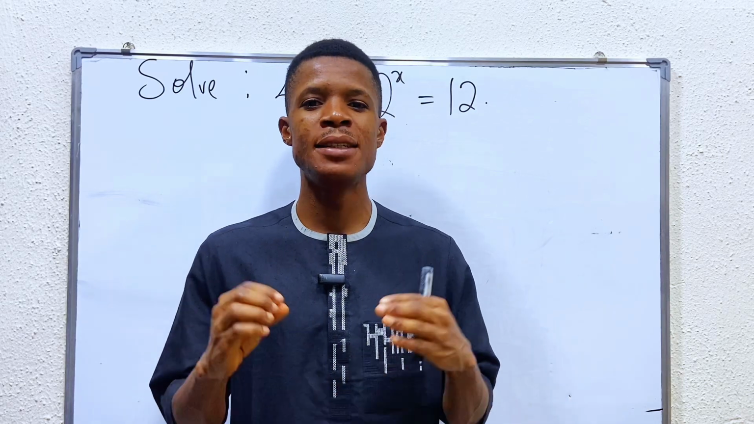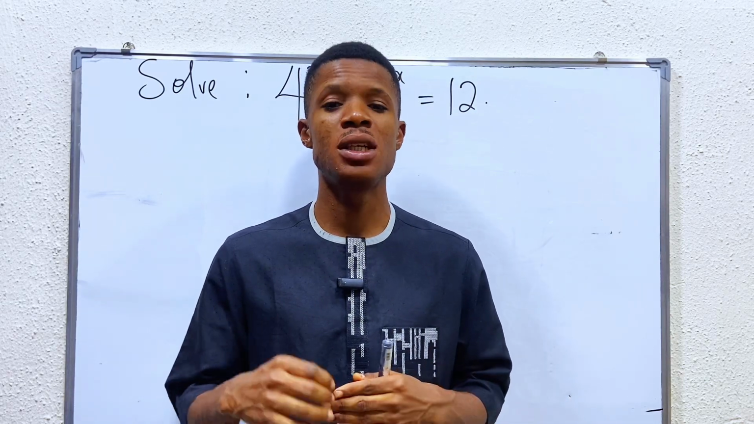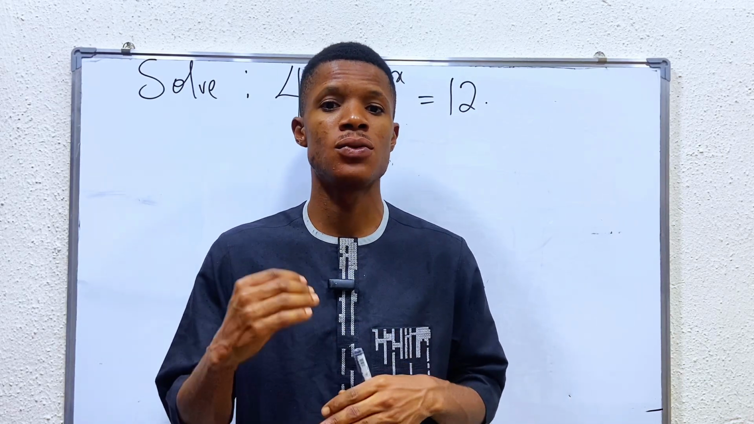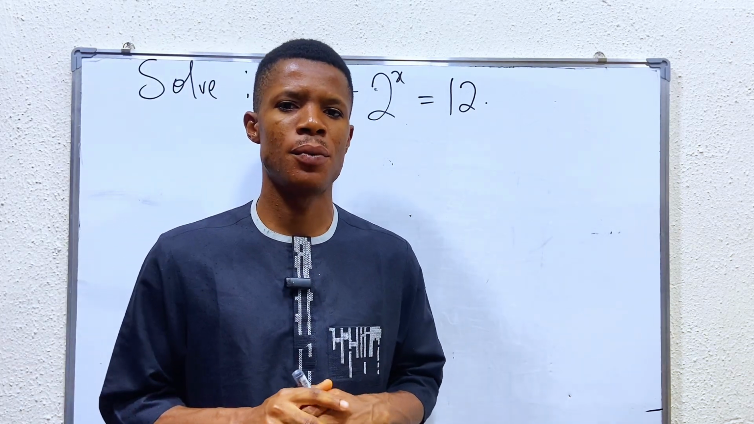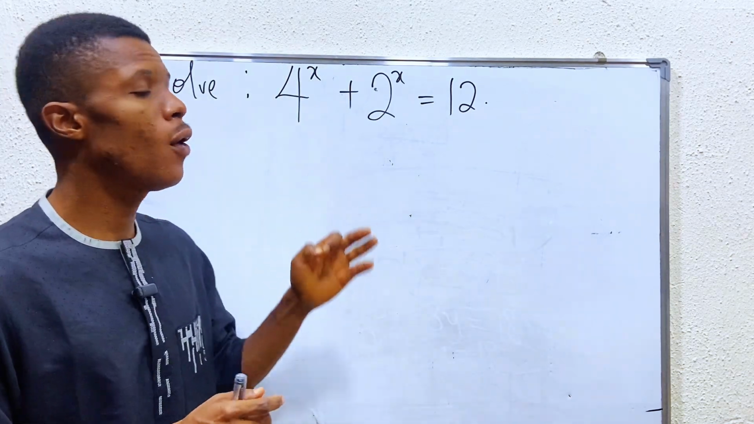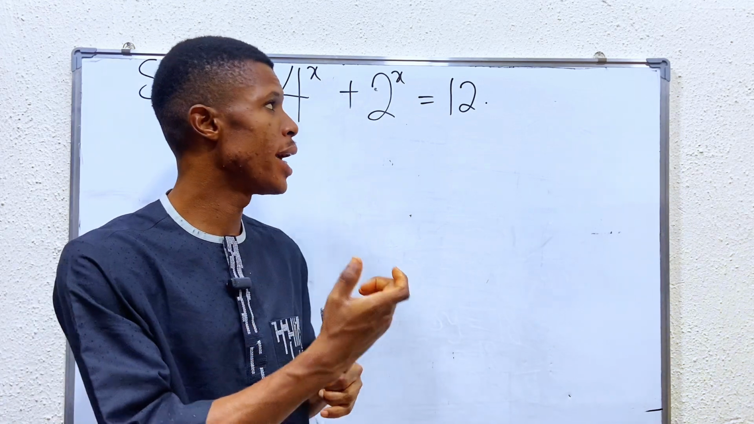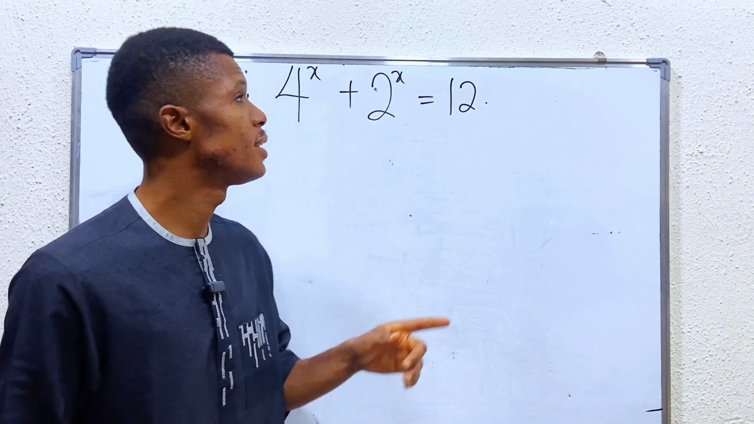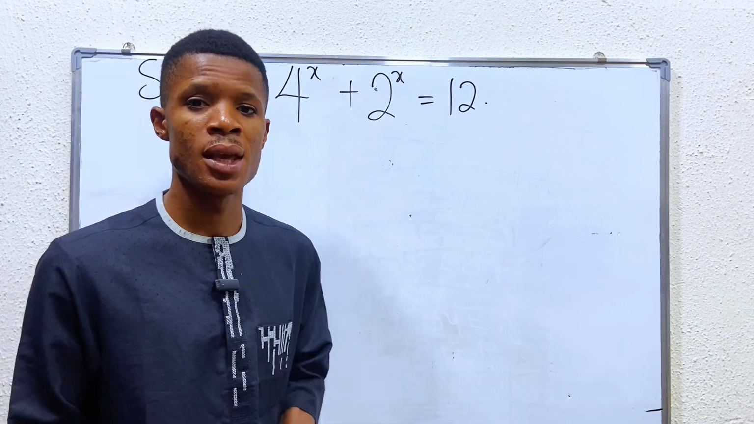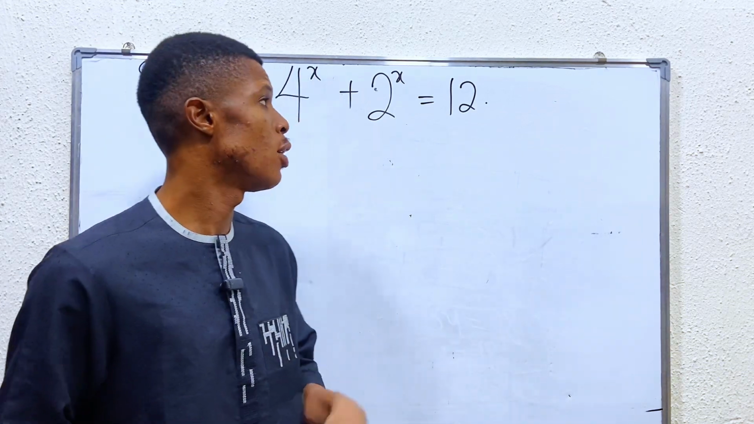You won't fail any Olympiad math examination if you understand this method of solving Olympiad math problems. Let's take a good example. We are told to solve 4 power x plus 2 power x is equal to 12. Our duty here is to find the value for x. To find the value of x, understand one thing.